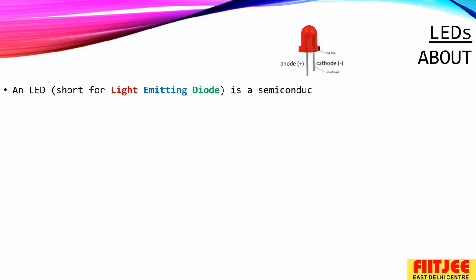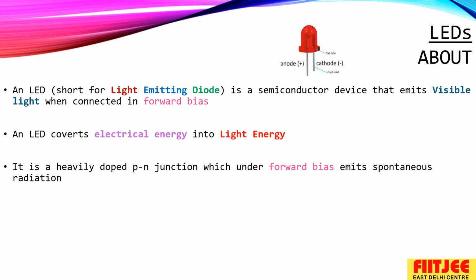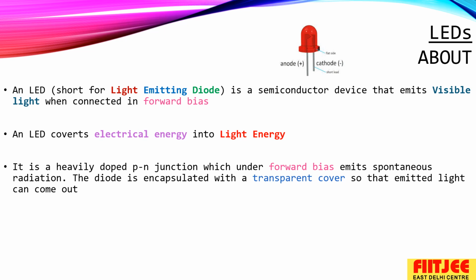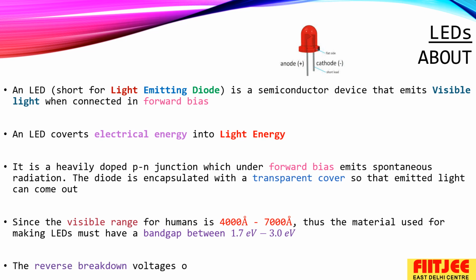So LED is a semiconductor device that emits visible light when connected in forward bias. LED converts electrical energy into light energy. It is a heavily doped PN junction which is operated in forward bias and emits spontaneous radiation. The diode is encapsulated with a transparent cover so that emitted light can come out. Since the visible range for the human eye is 4000 angstrom to 7000 angstrom, the material used for making an LED must have a band gap between 1.7 electron volt and 3 electron volt, and the reverse breakdown voltage for an LED is very low.